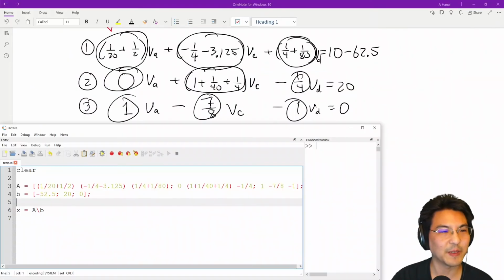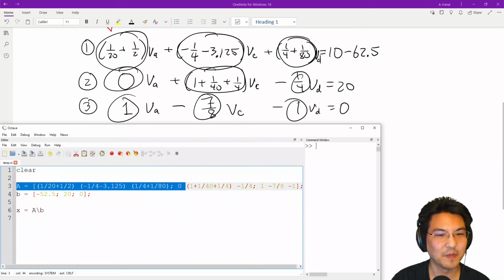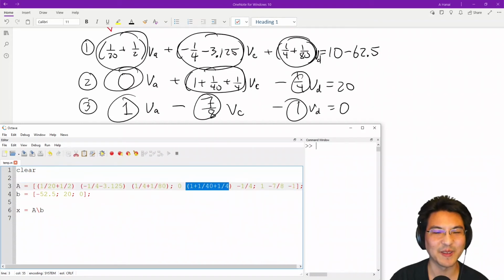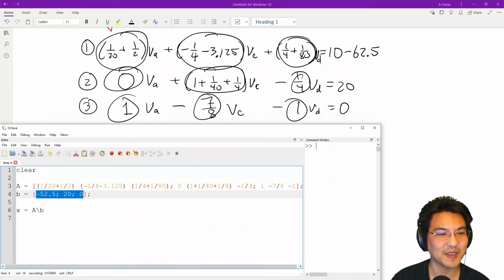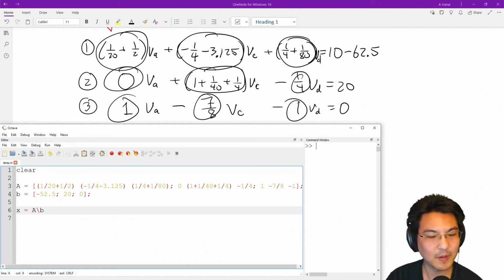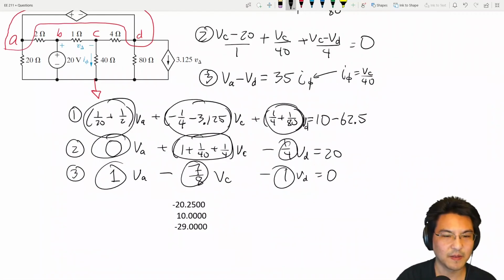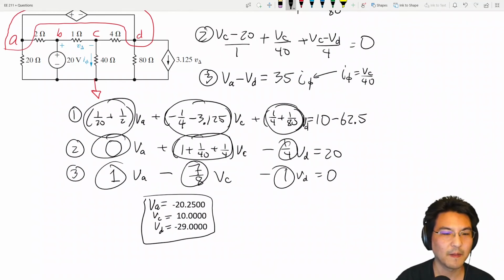Okay, so I just typed it up. So that matrix is just right here. I didn't even bother trying to simplify any of that. I just typed it in as is. And then here's that matrix on the side. And let me just solve it. This is VA. This is VC. This is VD.